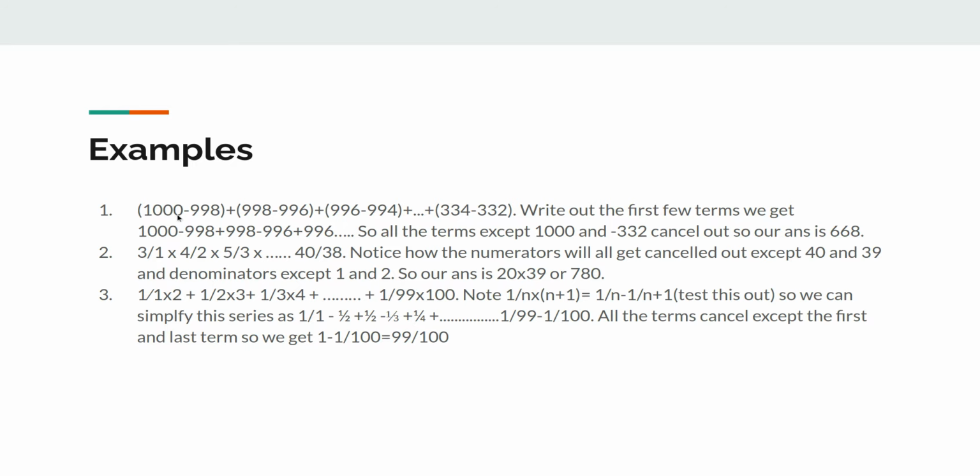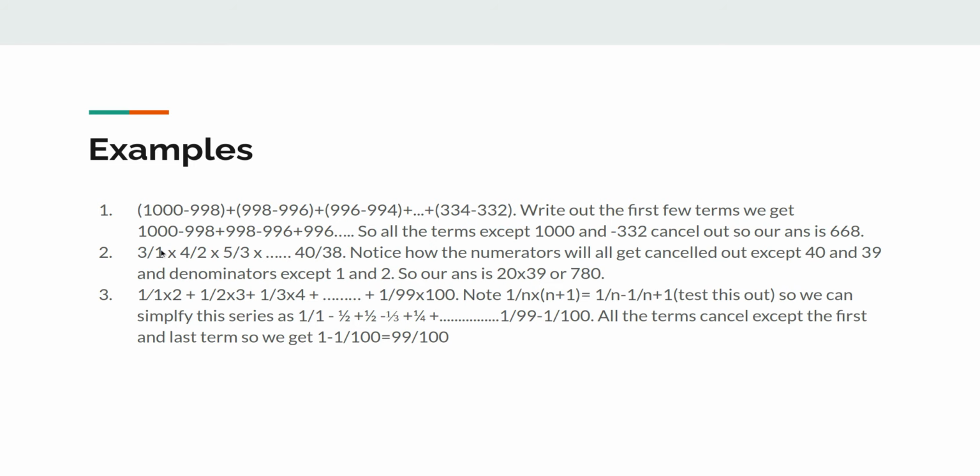So the first example is find 1000 minus 998 plus 998 minus 996 plus 996 minus 994. You get it, right? And then all the way to 334 minus 332. So you want to sum that all. Yeah, so you guys get it. It's just like all the terms basically cancel out except for the last term, negative 332, and then the 1000.